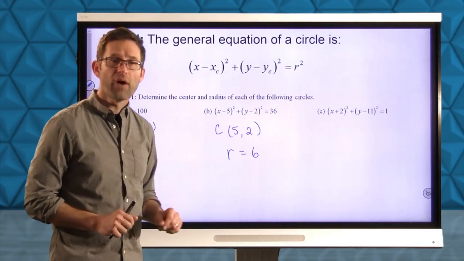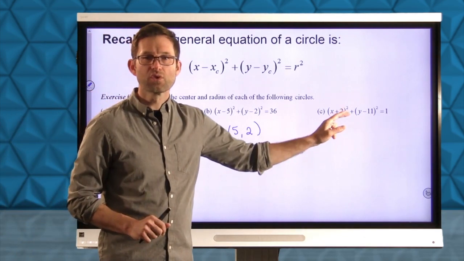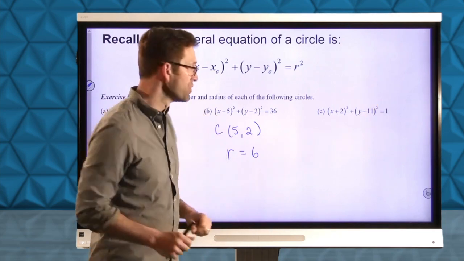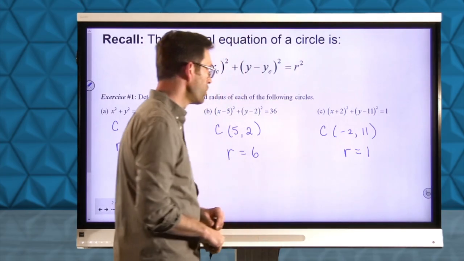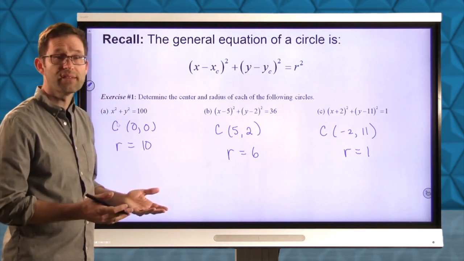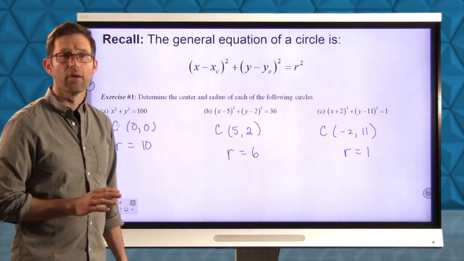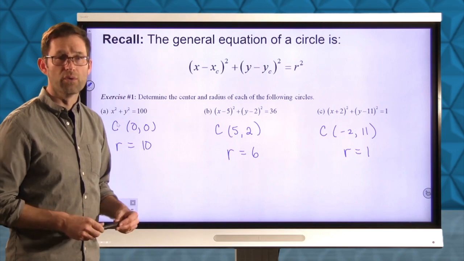And finally, when I have (x plus 2) squared plus (y minus 11) squared equals 1, I can say that the center is at (negative 2, 11), and the radius is the square root of 1, which is also 1. That's it. You've got to have that down before we move on to what we're going to do today.